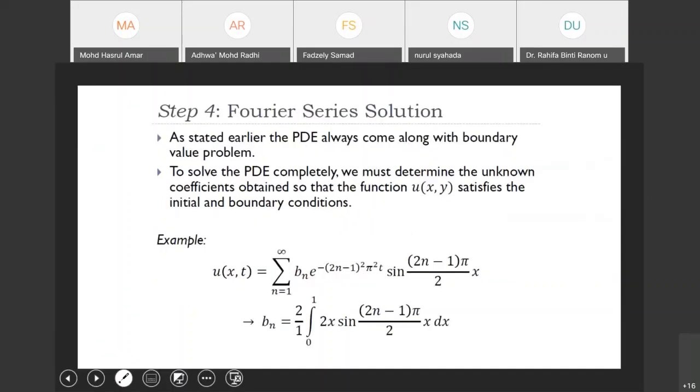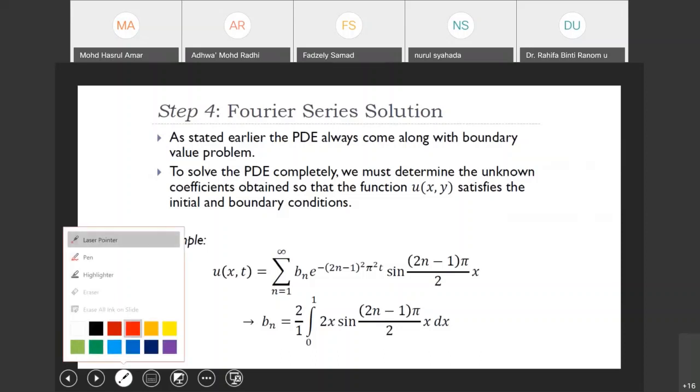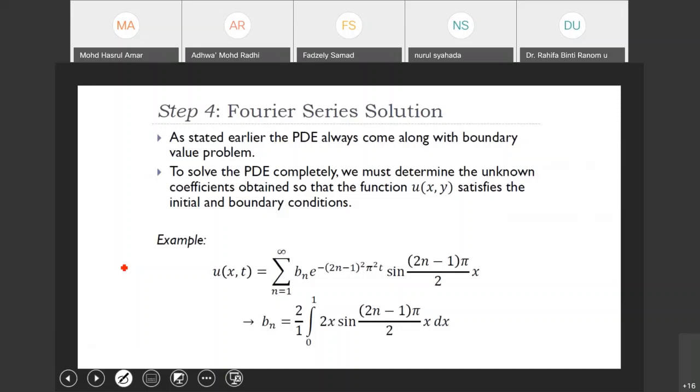Okay, step 4. Then when we have solved the two different ODE, alright, and we combine it together, okay, the solution of u(x,y) equals to X times Y. At some point there is an unknown constant. Okay, for example, in this slide we have this unknown Dn. Right. How to find the unknown Dn? We're going to use Fourier series. Alright, okay, that is step 4.